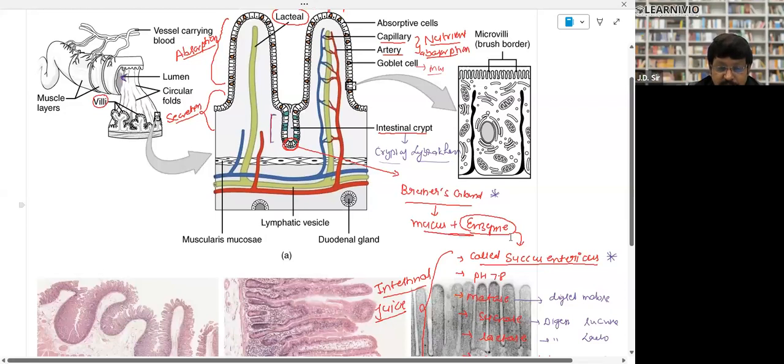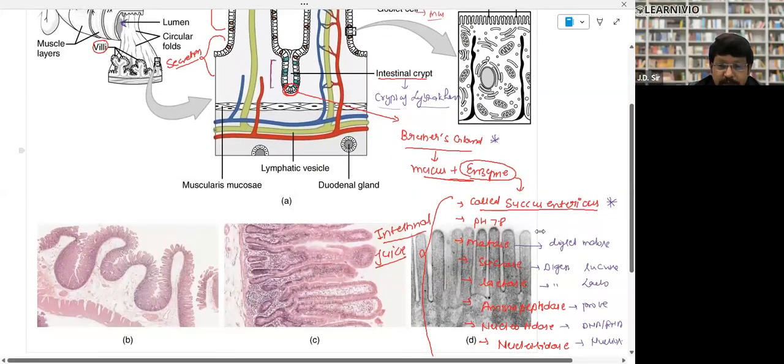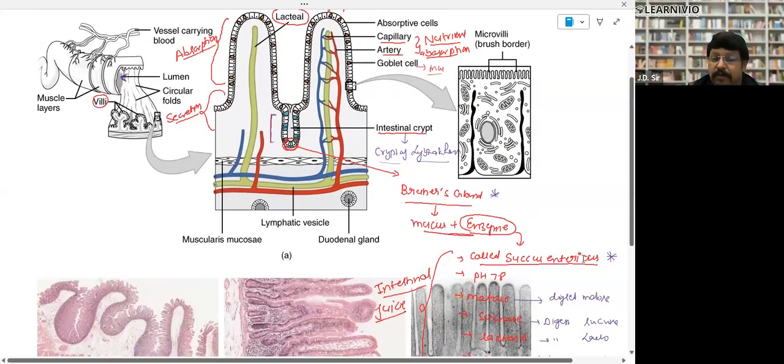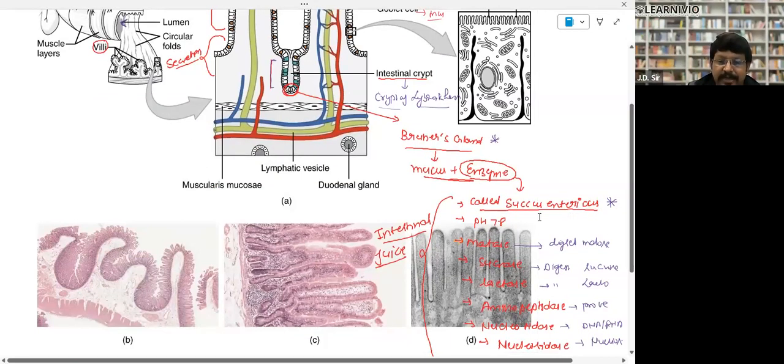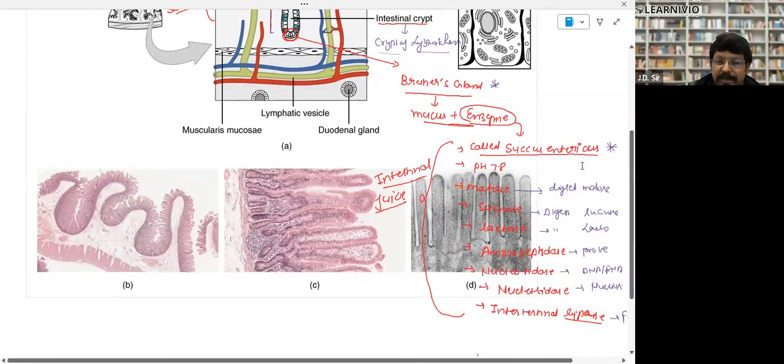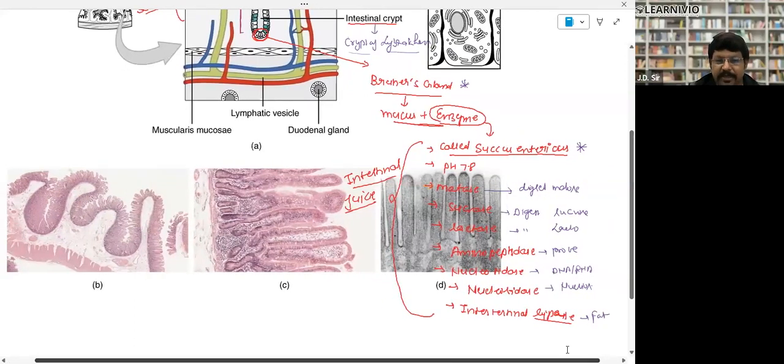Brunner's gland secretes mucus and enzyme. This enzyme is called succus entericus, a term given in your NCERT, or intestinal juice. Its pH value is 7.8. It contains maltase that digests maltose, sucrase that digests sucrose, lactase that digests lactose, aminopeptidase, nucleotidase that digests DNA and RNA, nucleosidase that digests nucleosides, and intestinal lipase that digests fat.